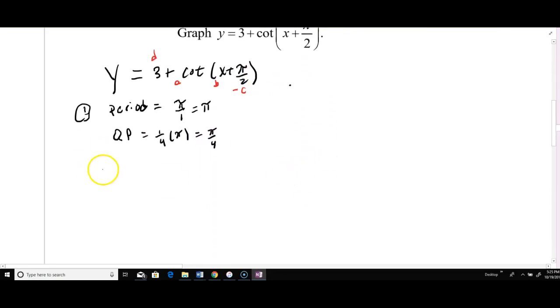Okay. Next, we're going to find the cycle. So recall that a normal cycle for cotangent is going to be between 0 and pi. So we're going to place the argument of this function between 0 and pi, and we're going to solve for x. So we're going to subtract pi over 2 in all three parts.